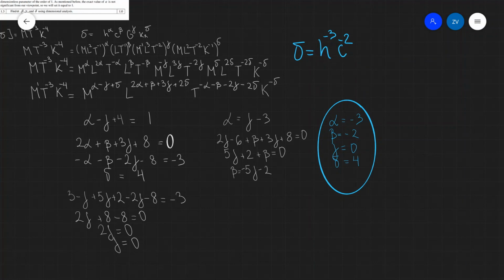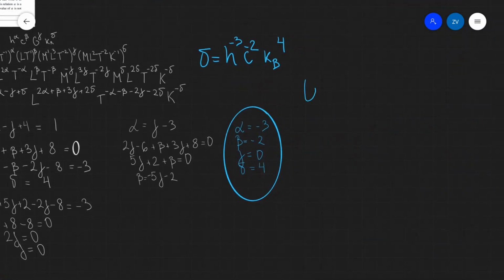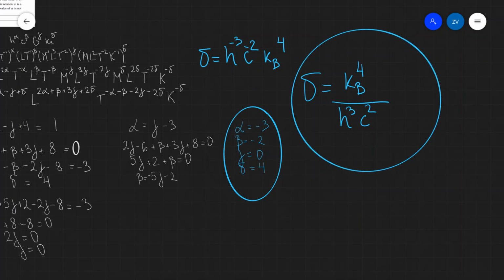And Boltzmann's constant, let's call that KB, raised to the power of 4. An alternative way of writing this, of course, is that the Stefan-Boltzmann constant is equal to KB to the power of 4 divided by h cubed and the speed of light squared, which is our final answer. A really elegant answer indeed.